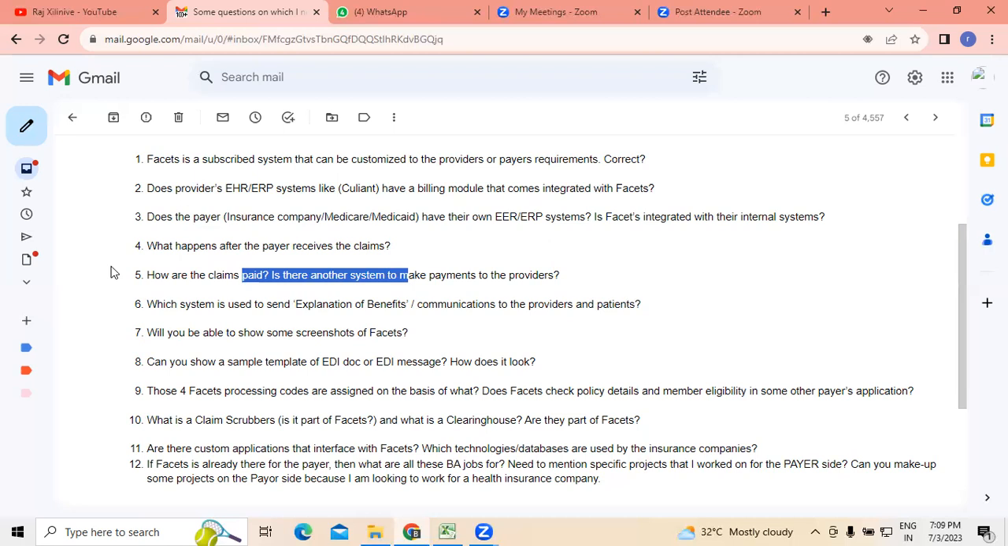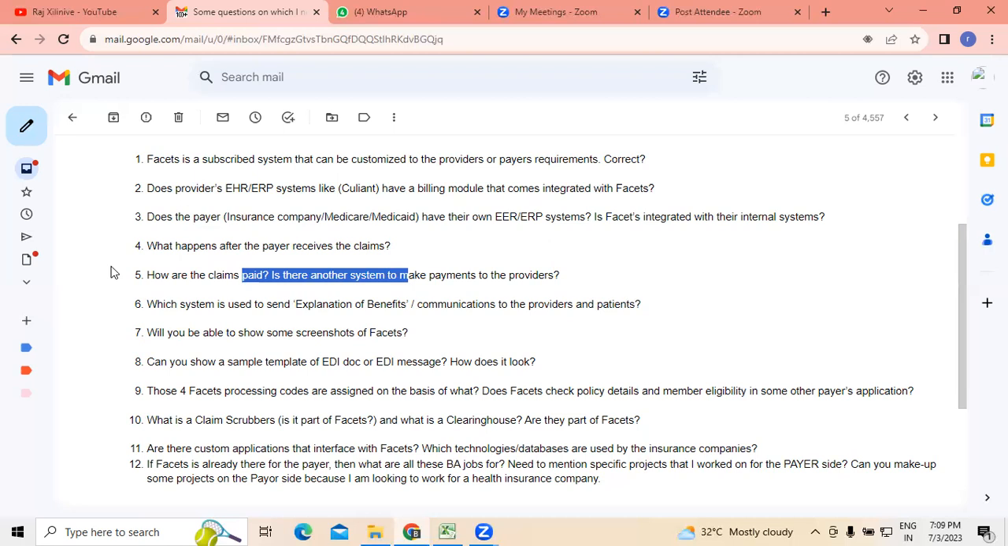So basically, it's these steps, right? The claim gets submitted. It goes to the claim scrubber. Then it goes to claim adjudication. From the claim scrubber, it will be received by the payer, right? If there is any clarification, the payer will do the claim adjudication. For example, these are the corrections I require, right?